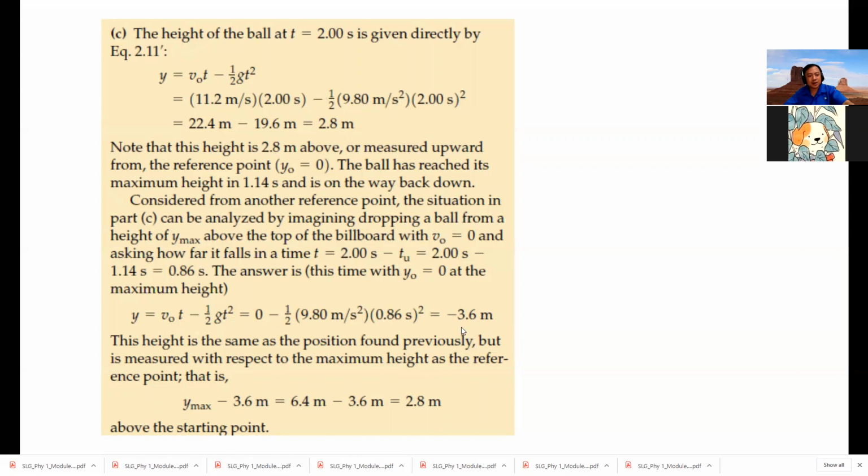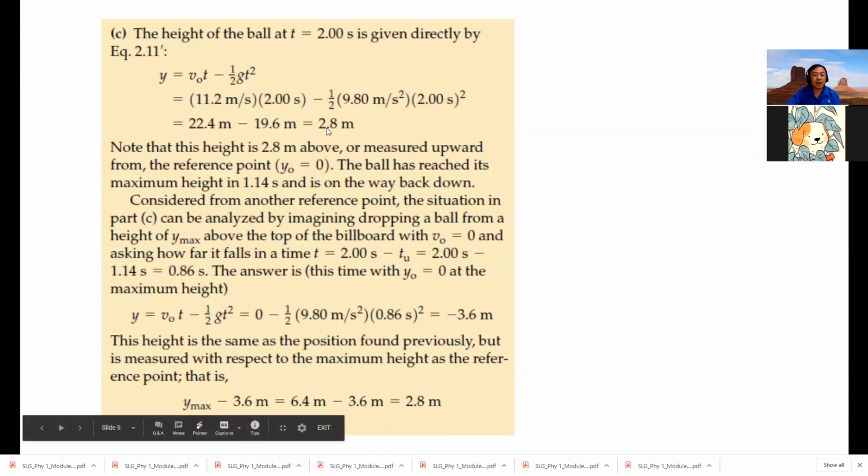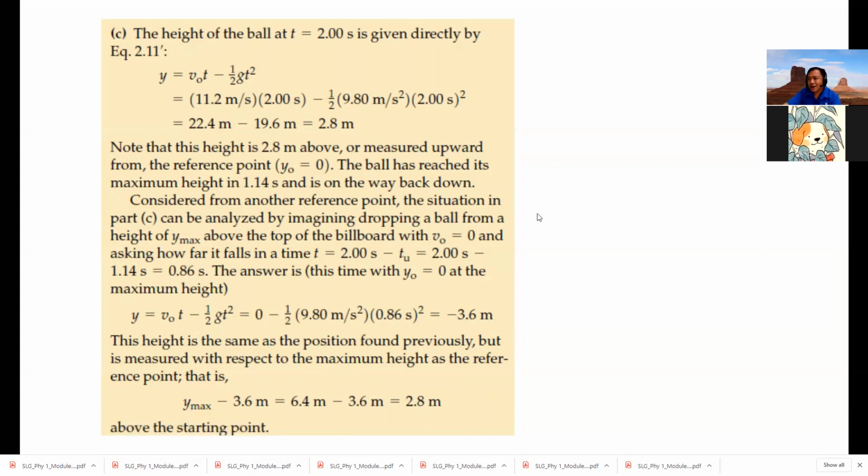So minus 1 half GT squared. So what you get is negative 3.6 meters. And take note, earlier we got 6.4 meters going up. To get that 6.4 meters, minus the 3.6 going down, so we just subtract. So that is 2.8 meters above the starting point. It will give you the same answer. Okay? So the answer is the same. So this is a free fall application.